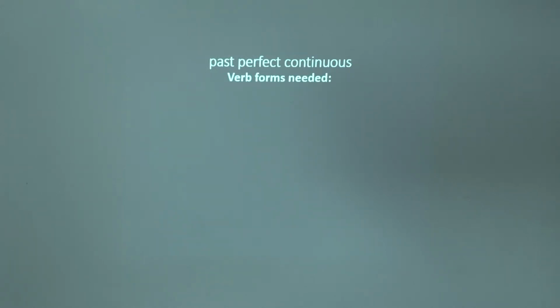The verb forms needed for this past perfect continuous include, 1. The verb in the ed form, as in had. You will need had. You also need the verb in the V-P-P form, which is the past participle of to be. We've mentioned this, the participle of to be.